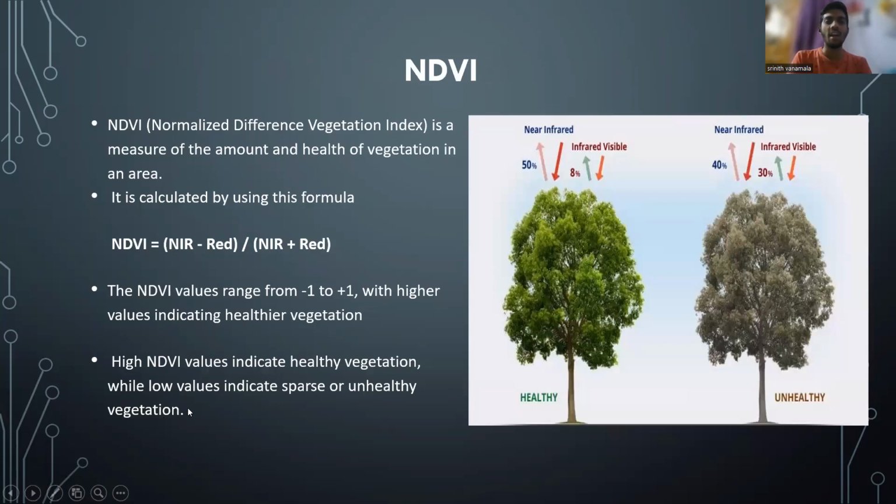Coming to NDVI, NDVI is a measure of the amount and health of the vegetation in a particular area. It is calculated by the formula (NIR minus Red) divided by (NIR plus Red). The values range from -1 to +1. Higher values indicate healthier vegetation, and lower values indicate unhealthy vegetation.